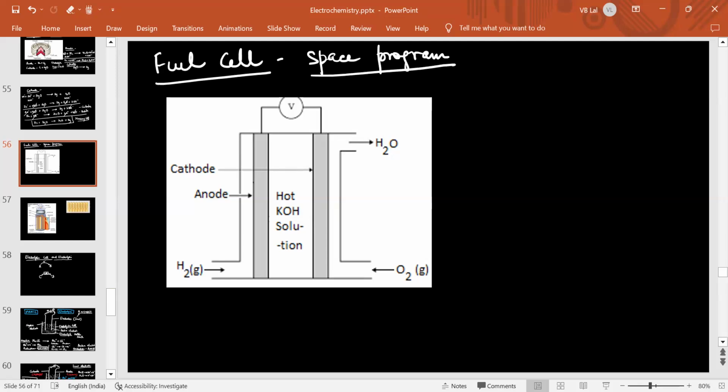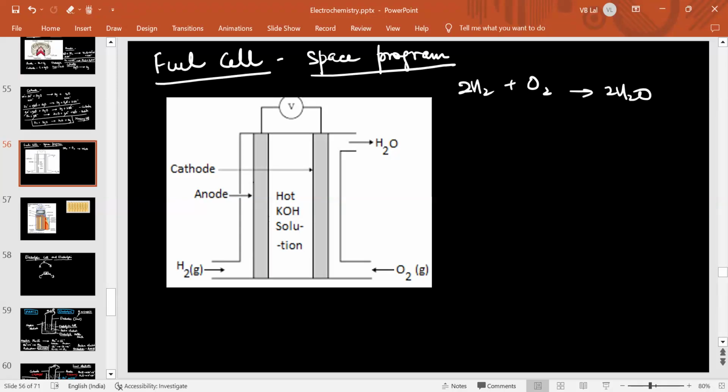Okay. Probably we will use this cell for all our cars in future. What is the advantage of this cell? The advantage is it will continue to give power as long as the reagents are present. Now, what are the reactants here, the things which react? Basically, the reaction is between hydrogen and oxygen to give you 2H2O. And when hydrogen and oxygen combine to give water, it produces current, which can be utilized.